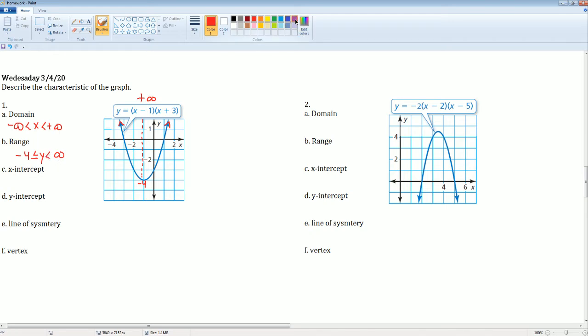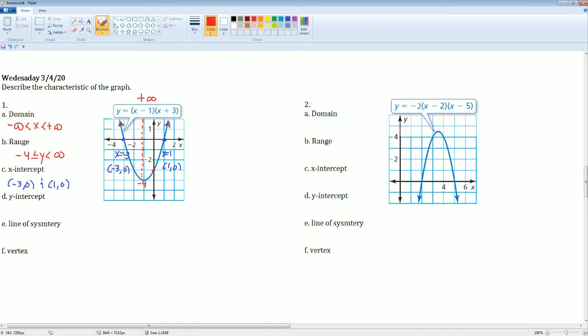What are our intercepts? Our first intercept is right here, when x is equal to -3. Also right here, that's where it also touches, when y is 0, so x is equal to 1. You could write the points: -3, 0, and 1, 0.